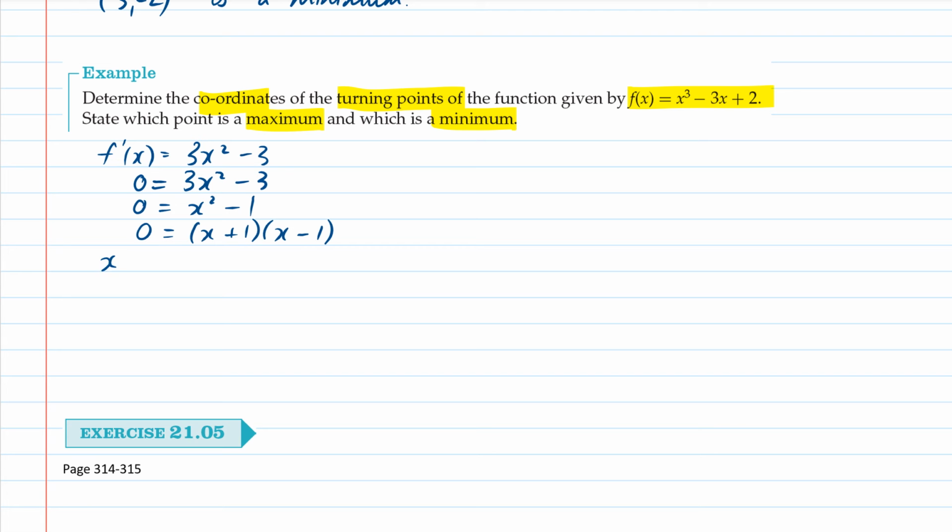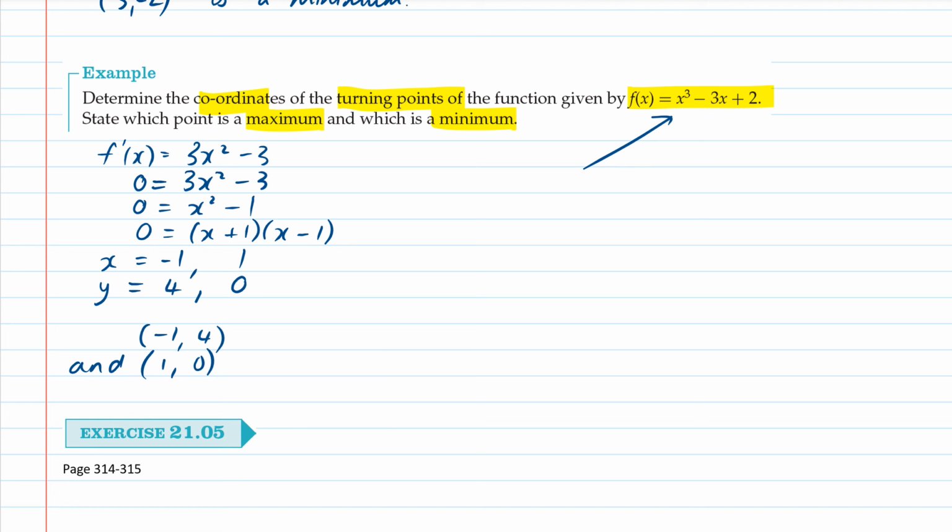Okay, so our two turning points occur at x equals negative 1 and at positive 1, and our corresponding y values we get by putting back into our original equation. So 1 minus 3 is negative 2, plus 2 is 0, and sorry, I should have done negative 1 first. So that's negative 1 plus 3 is positive 2, plus 2 is 4, and then putting 1 in we get 1 minus 3, which is negative 2, plus 2 is 0. So the coordinates of our 2 points are negative 1, 4, and 1, 0.